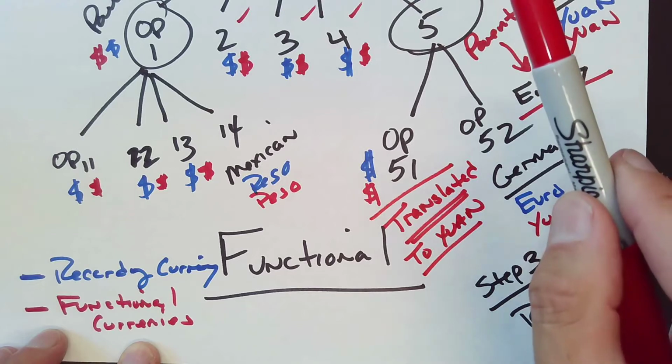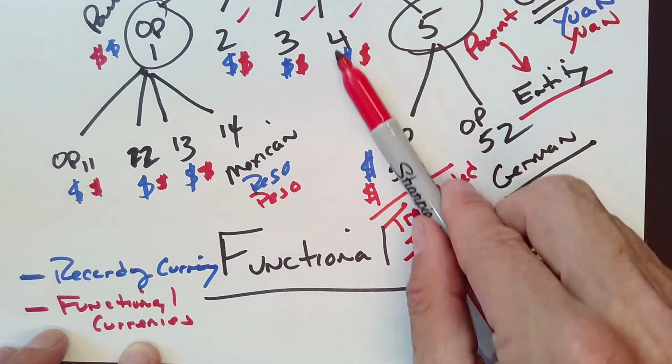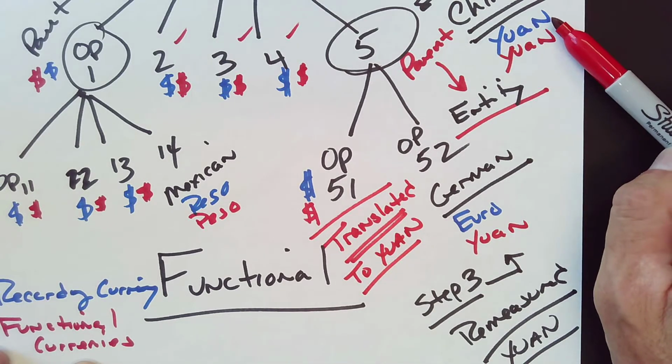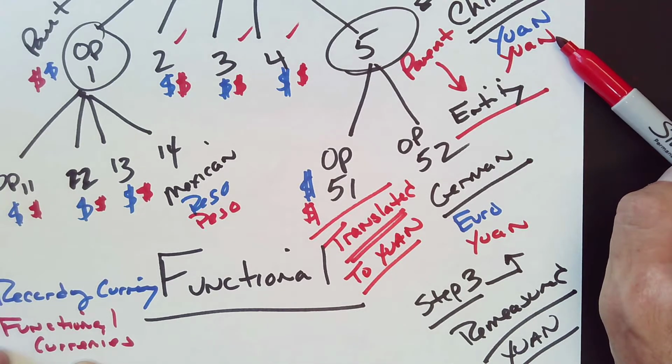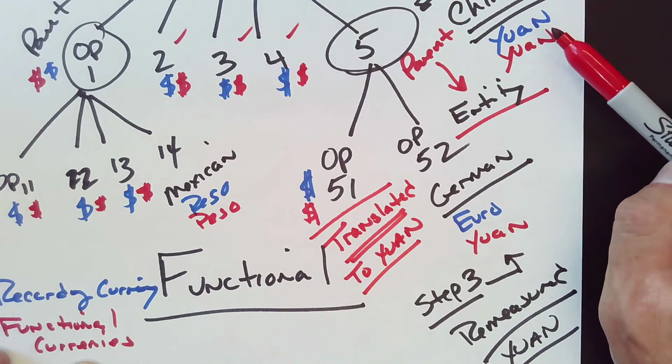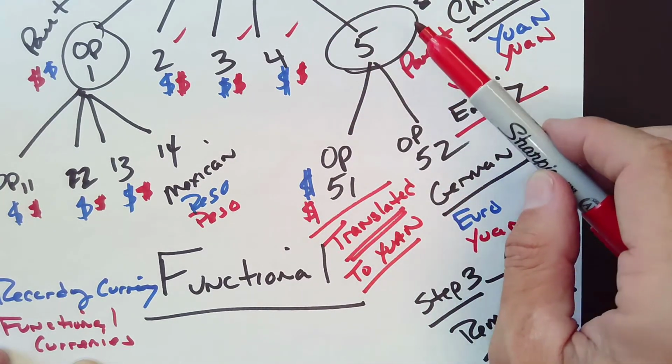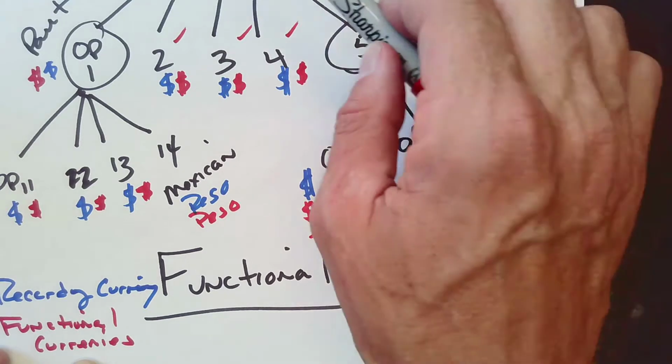And then you'll have to translate this entire Chinese parent because the recording currency is the yuan, the functional currency is the yuan, but the reporting currency is the US dollar. So this entire subsidiary would have to all be translated back to the US dollar.